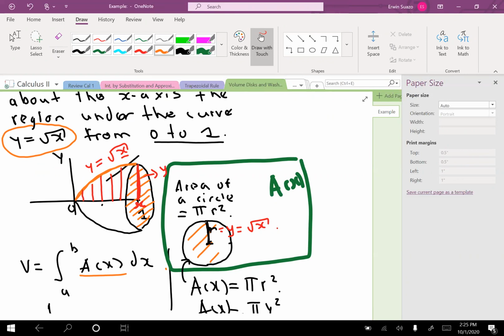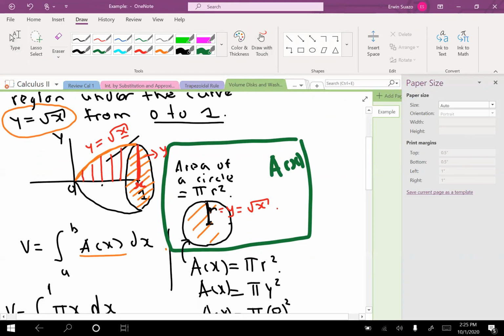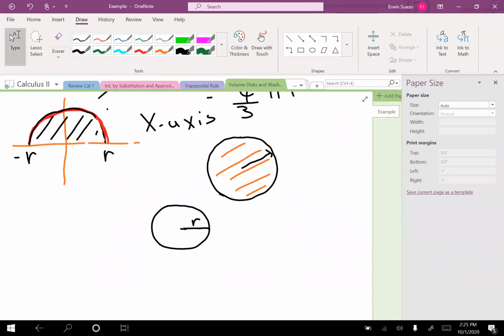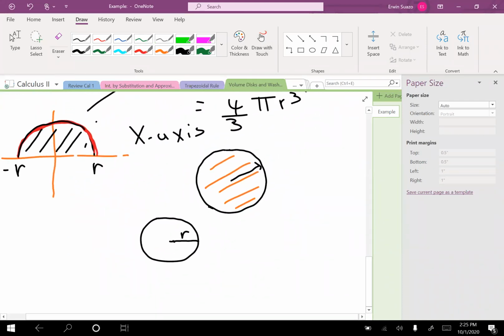Okay, so now, that's what I rotate around the x-axis. Now what I'm going to rotate around the x-axis is this one, the red one. So I need that equation. So what is the equation of the circle, of this circle over here?